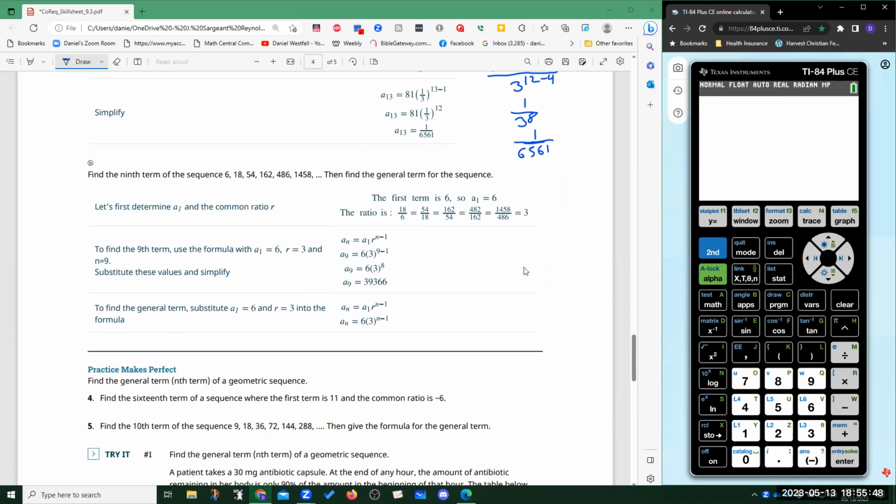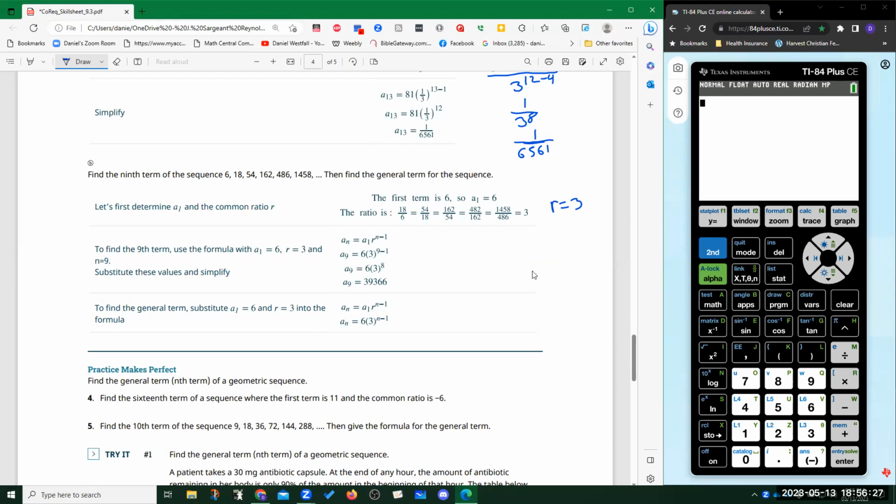Let's look at the sequence for part B here. 6, 18, 54, 162, 486, and 1458. Yep. So if we divide all those consecutive terms out, we get 3 for all of them. So we do have a common ratio of 3. And our first term is 6. They've got that listed there.